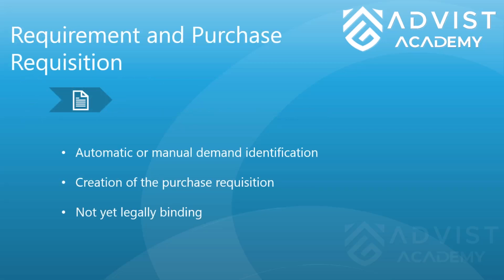The purchasing process typically begins with a demand, which is identified either manually or automatically. Automatic recognition can be triggered, for example, through materials requirements planning. Once a requirement has been identified, a purchase requisition is created. This is an internal document and does not yet have any legal implications for the supplier.